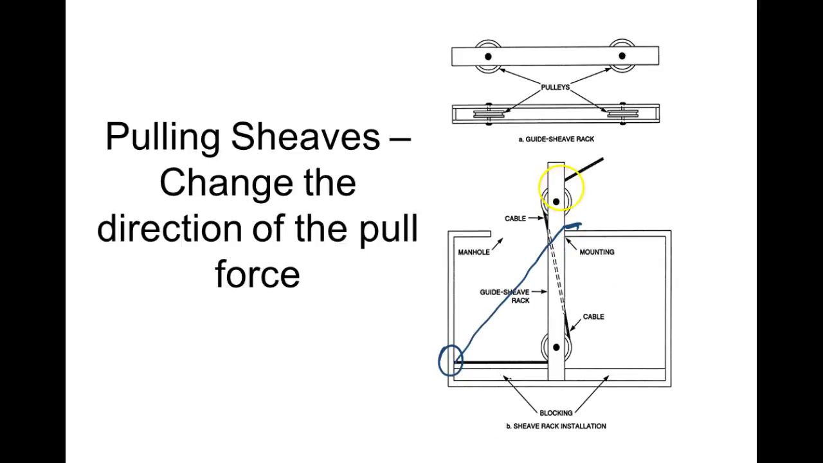So what's the purpose of a pulling sheave? It's just made up of a couple of pulleys. They have troughs in them so the cable can fit into the pulleys. And now we can do what? Now we can pull, and we can change the direction of the pull without harming the cable. Are we okay? So you know what a sheave is, right?